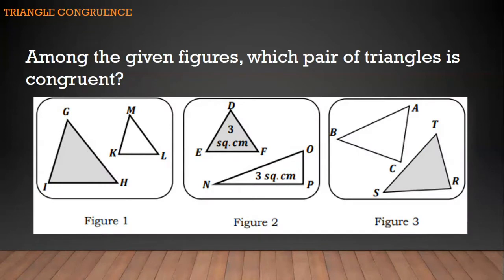Among the given figures, which pair of triangles is congruent? So tignan natin yung figure number 1. Pwedeng parehas sila ng shape, pero hindi sila parehas ng size kasi mas malaki tignan si triangle IGH kesa kay triangle KMF. So, hindi natin siya mako-consider as congruent yung dalawang figure. So, proceed tayo dito kay figure number 2.